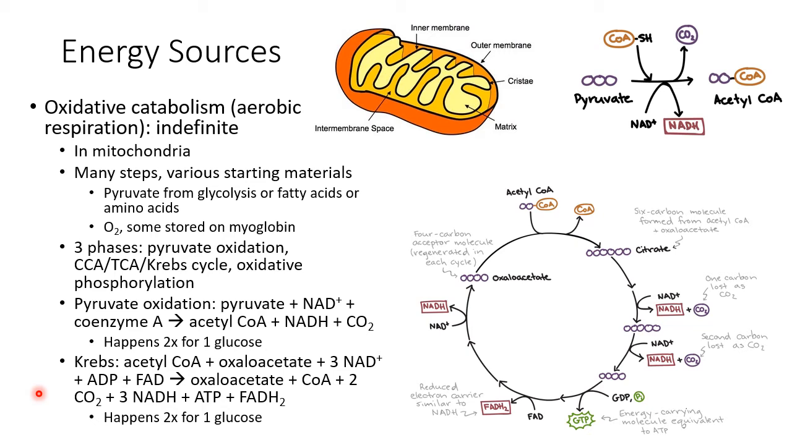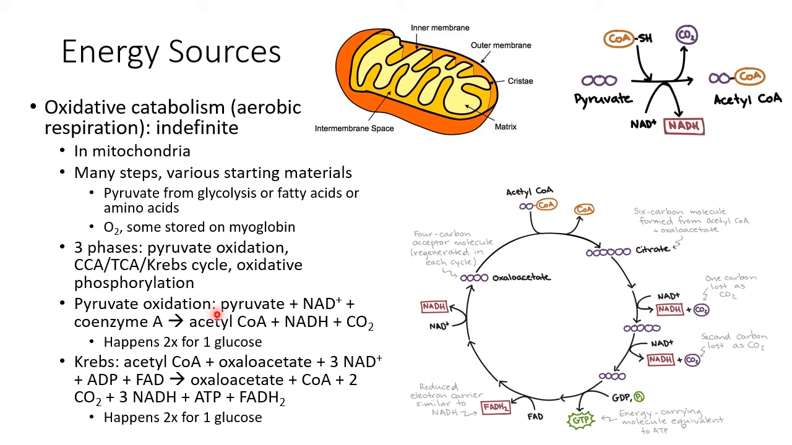You've got three basic processes in oxidative catabolism. You have pyruvate oxidation, the Krebs cycle. The Krebs cycle is also called the CAC or TCA cycle, the citric acid cycle, or the tricarboxylic acid cycle, but I like to call it Krebs cycle because it's shorter. And then finally you have oxidative phosphorylation as the last process. So first you start with pyruvate oxidation. That is the simplest process in oxidative catabolism.